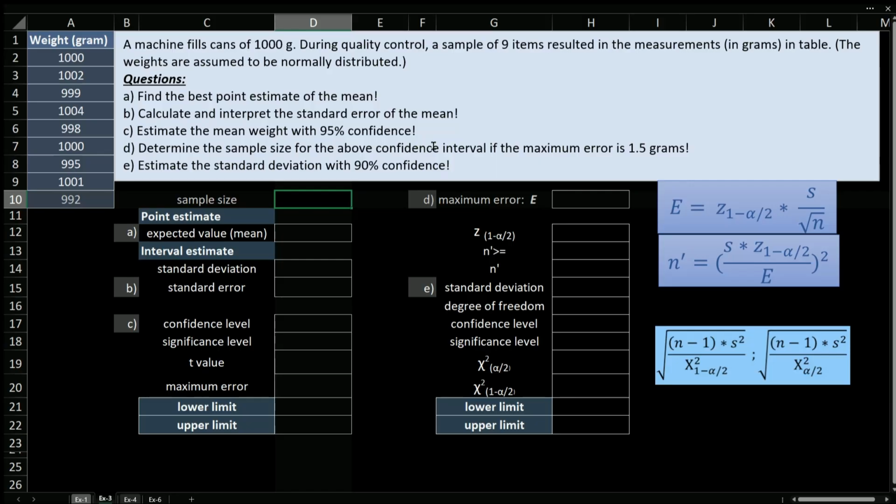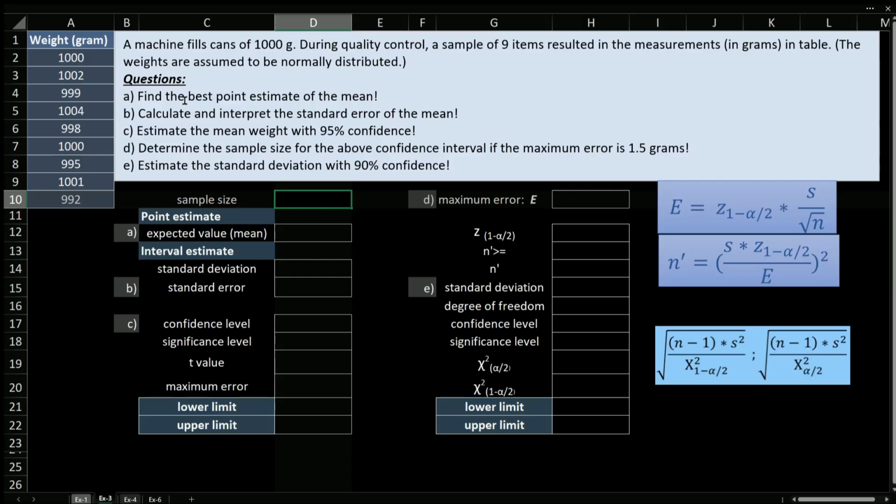Finding confidence interval for mean and standard deviation, and also determining the relation between new sample size to have the maximum error equal to 1.5. A machine feeds cans of 1000 grams. During quality control, a sample of 9 items resulted in the measurements in this table. We assume that it follows a normal distribution.